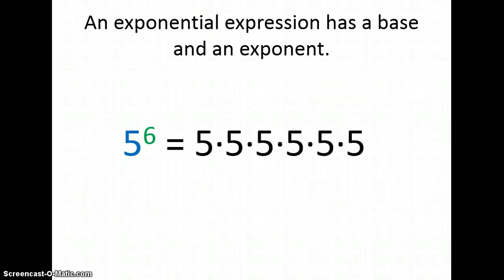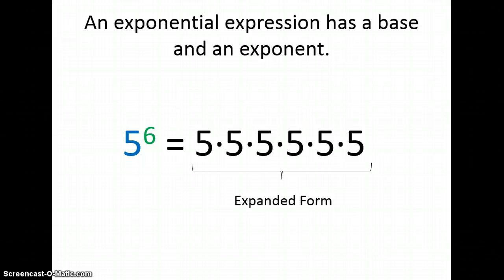So every exponential expression has a base and an exponent. In this case, the base is 5 with an exponent of 6. So I would write out 5 times 5 6 times. When I write it out, that's called expanded form. That's simply taking your exponent and writing it as a multiplication where you repeat the base, the number of times stated in the exponent.